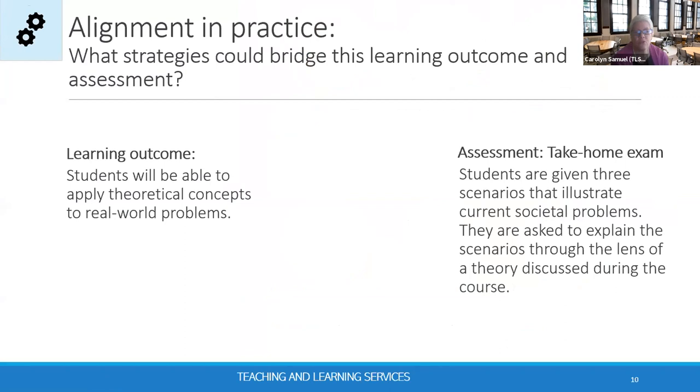We'd like you to draw on ideas that perhaps came from the reading you just did and from your group discussion. I'd like you to think about different strategies that we could have here in the middle. What could we put here to create the bridge from the learning outcome to the assessment? The learning outcome is: students will be able to apply theoretical concepts to real world problems. And the assessment is a take-home exam where students are given three scenarios that illustrate current societal problems, and they're asked to explain the scenarios through the lens of a theory discussed during the course.